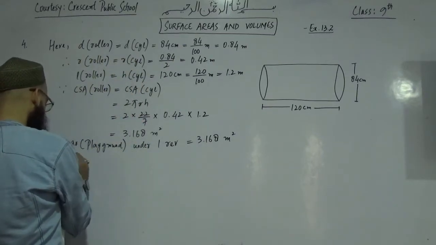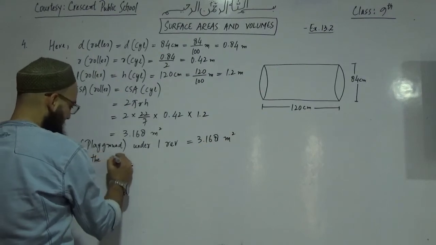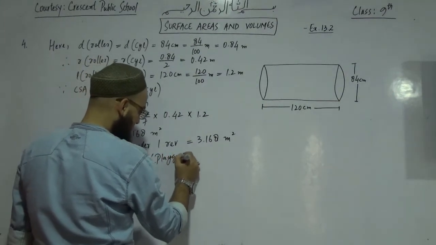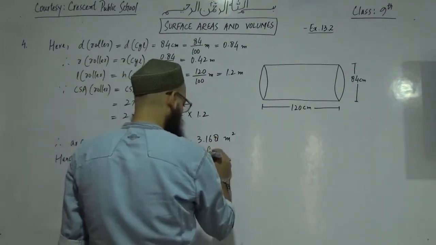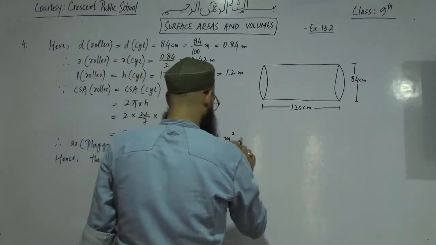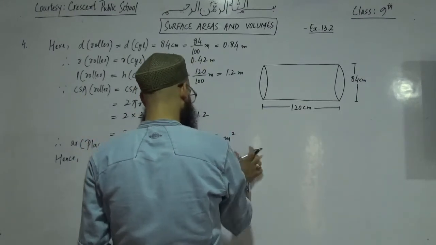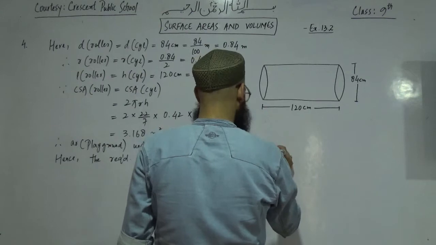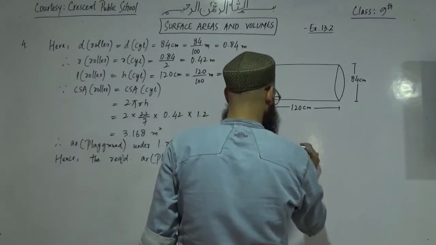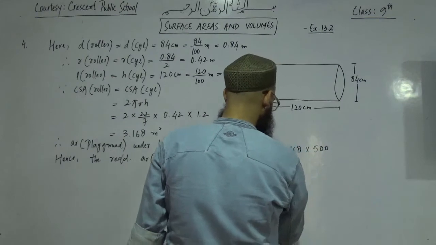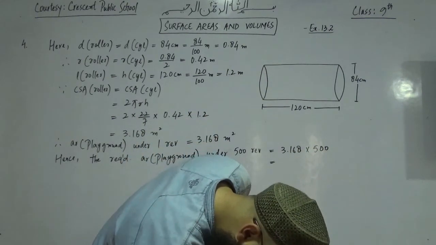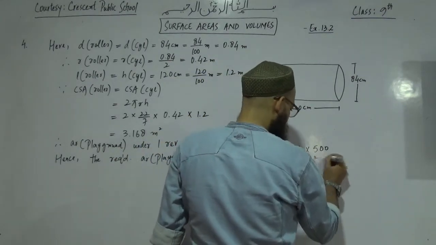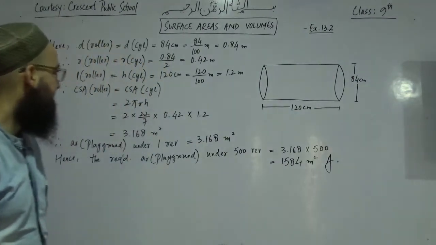Hence, the required area of playground under 500 revolutions will be equal to 3.168 times 500, and on multiplication that will give you 1584 square meter, and that's your answer. Make a note.